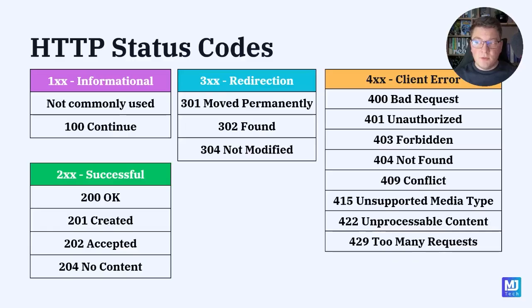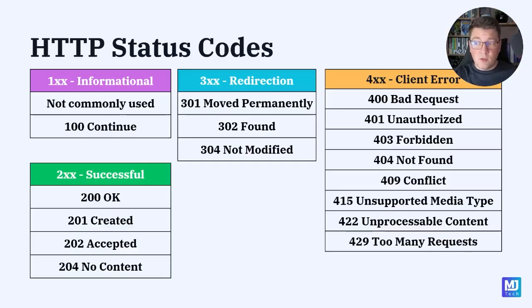409 conflict can be used for optimistic concurrency when we manage a version of a resource on the server and we attempt to modify the resource that has already been modified by some other concurrent request. In that case, we can reply with a 409 conflict response and tell the client that they should fetch the most up-to-date state of the resource. Then we have 415 unsupported media type. This is self-explanatory. We sent a request with a media type that the server doesn't recognize.